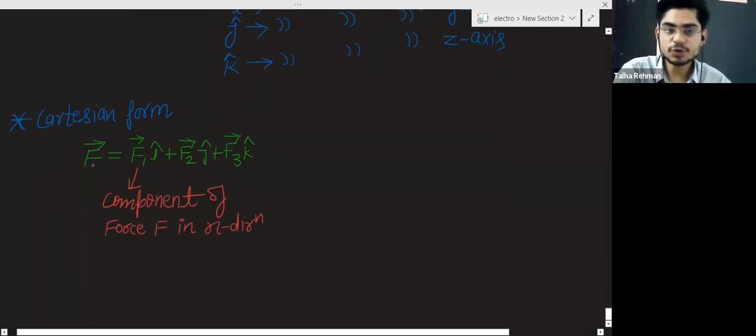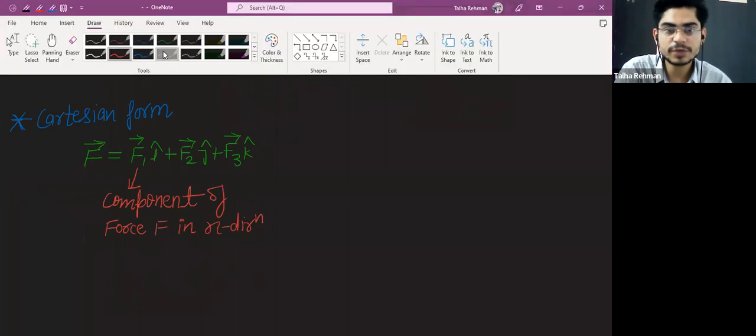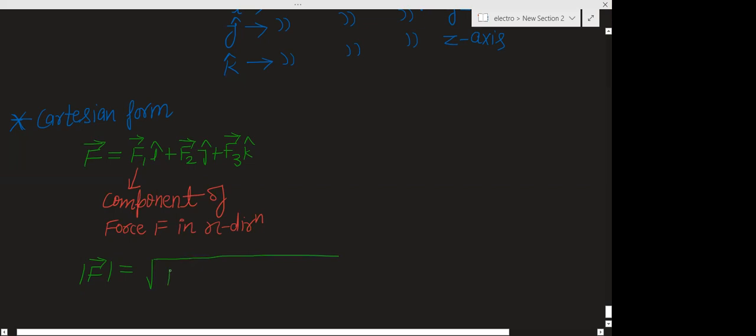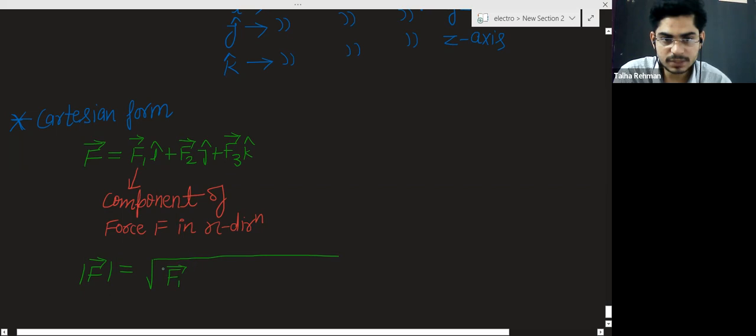And if I want to calculate the magnitude of this force, what will I do? I will do it like this. I will calculate the magnitude of this, and this will be the square of this.